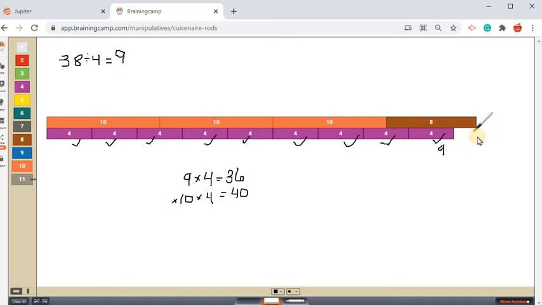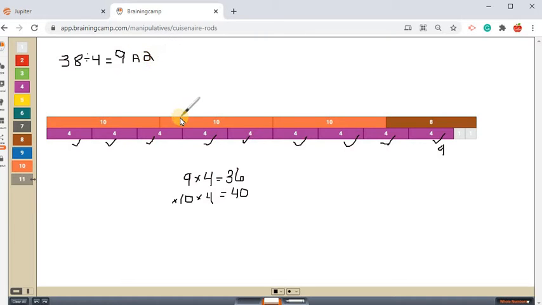But how many more do I need? When I divide by 4 and I get 36, there's some left over. So how much more is left over? I click this 1, and I'm going to see. There's 1 left over. There's 2 left over. So my answer is 9 remainder 2.